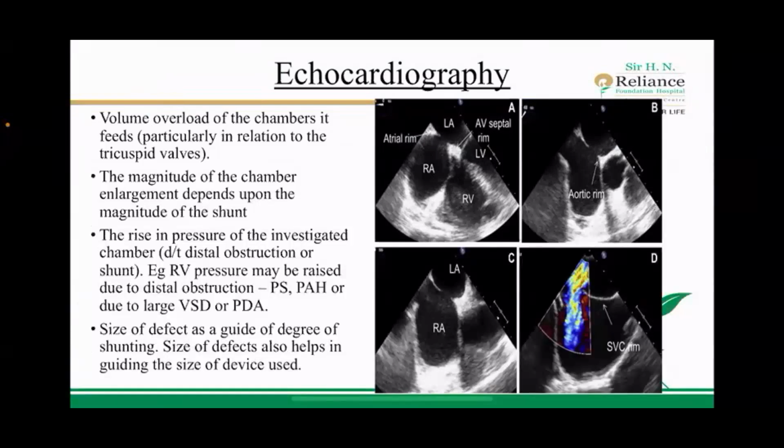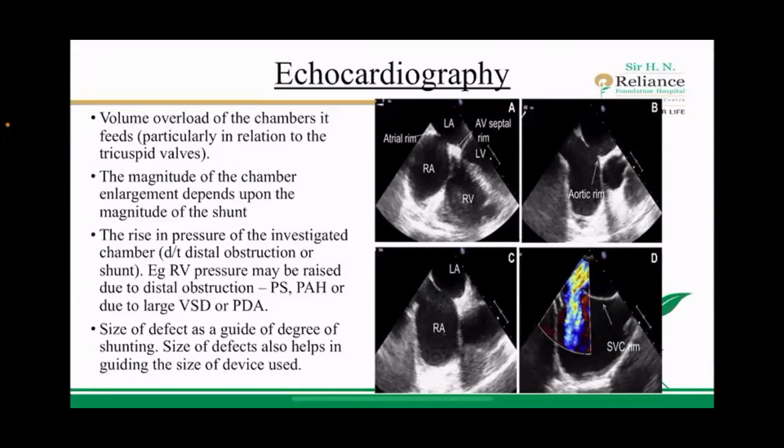If it's a pre-tricuspid defect like in ASD, it will cause volume overload of the right-sided heart chambers, that is the RA and RV. Similarly, if it's a post-tricuspid shunt like a ventricular septal defect, it will cause volume overload of the chambers of the left side of the heart, that is LA and LV. So all these factors give an idea about the type of shunt.